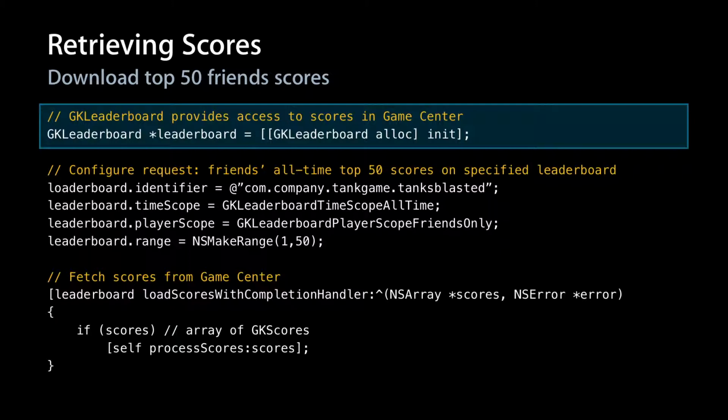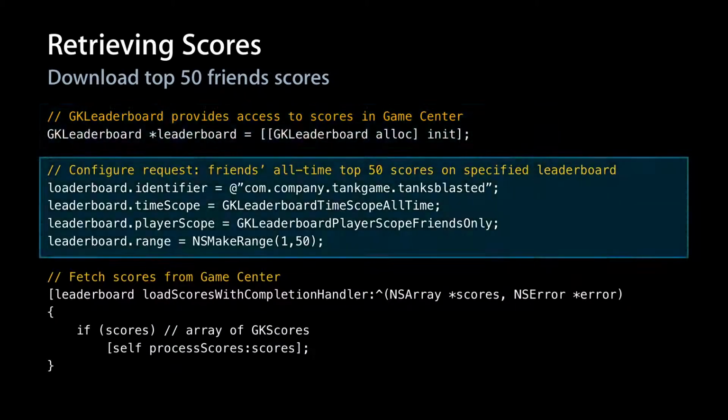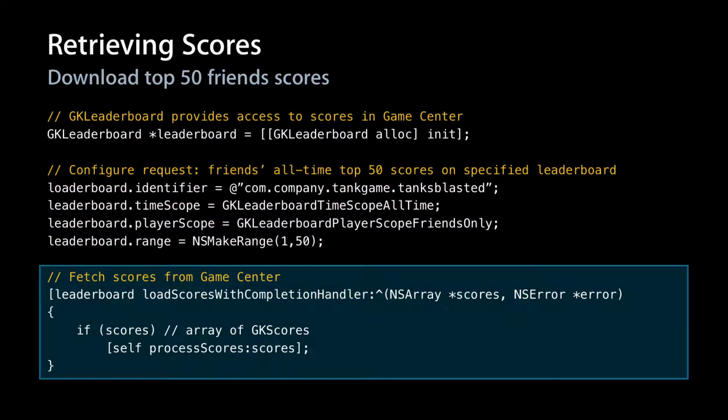Let's say that I want to download out of Game Center the top 50 scores for my friends on a particular leaderboard. So I'm going to create a GKLeaderboard object. And then here I configure the request. I'm saying this particular leaderboard, tanks blasted. I'm going to set the time scope to all time in this case. Set the player scope to just my friends network, and then set a range saying I want the top 50 scores. And now that that's set up, I can just make this call and fetch those scores out of the Game Center leaderboard. So I'm calling loadScoresWithCompletionHandler, and I'll get back an array of scores and maybe an error if one occurs.